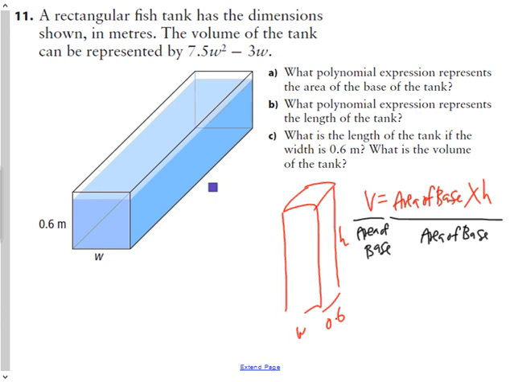So area of the base divided by the area of the base is like canceling out two coefficients that don't exist. And what I end up with is the volume divided by the area of the base will tell me this mystery height or this length, whatever you want to think of it as.